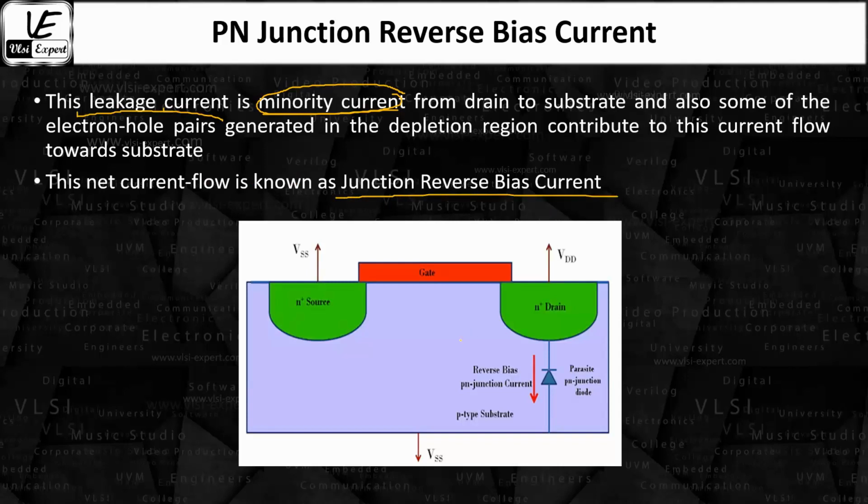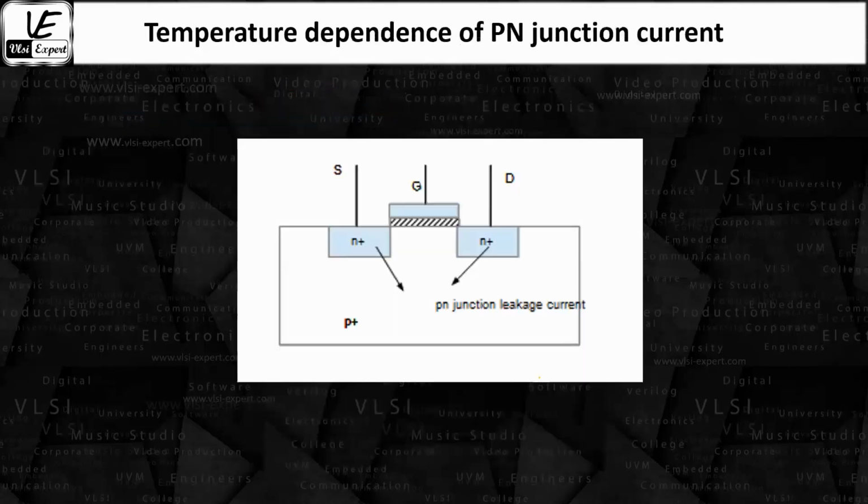Okay, here we have taken the example of an NMOS transistor. Here we can see this N plus and P-type substrate form a PN junction diode, and the reverse bias PN junction current flows through it. Now, the temperature dependence of the PN junction current, again a leakage current: as the temperature rises, this current, the reverse saturation current, also rises, and ultimately the leakage power of the device will increase.